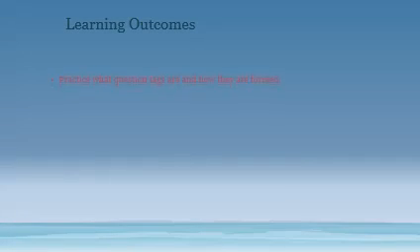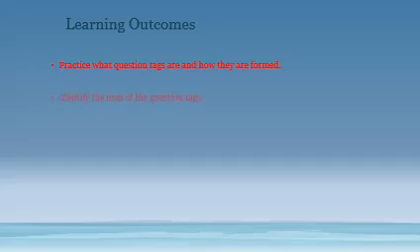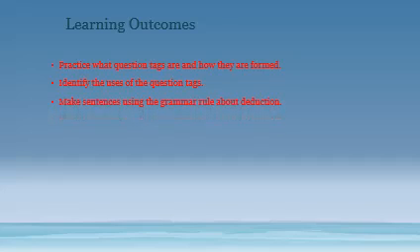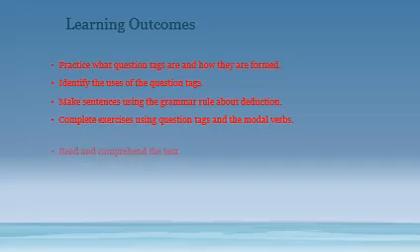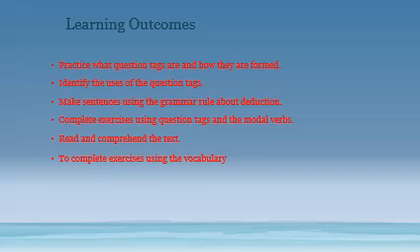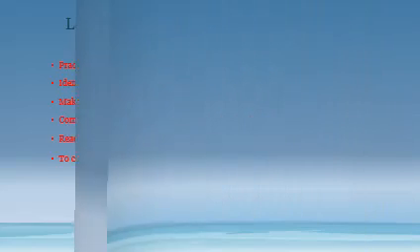So the learning outcomes of these two topics are: practice what question tags are and how they are formed, identify the use of the question tags, make sentences using the grammar rule about deduction, complete exercises using question tags and modal verbs, read and comprehend the text, and the last one, complete exercises using the vocabulary learned.